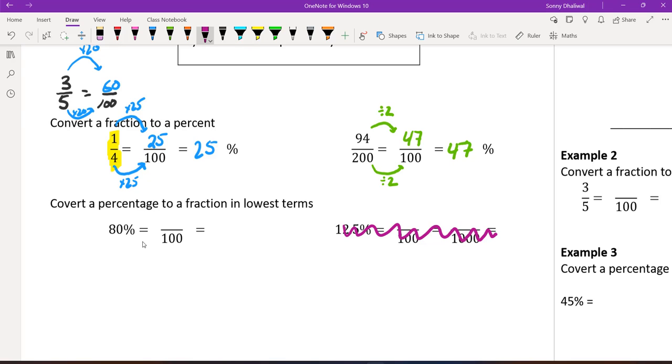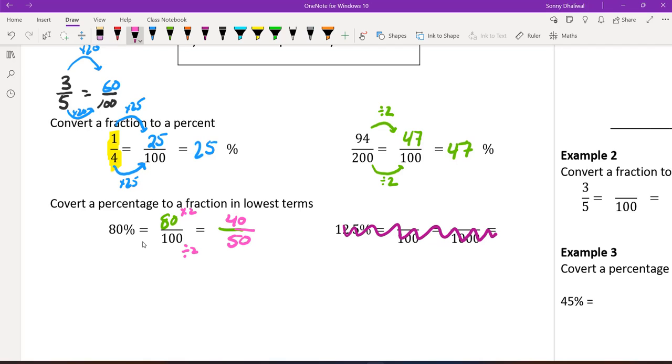I got 80% here. What would that be as a fraction? What number goes on the top? 80. Now, that's a perfectly fine fraction, but one of the things we learned in our fraction units is we write this in lowest terms. We try to simplify it. Is there a number that can divide the top and the bottom? Yes, 2. You can divide by 2 on the top and bottom. So if I divide this by 2, divide this by 2, I get 40 over 50.